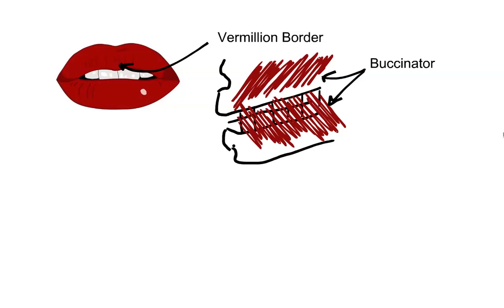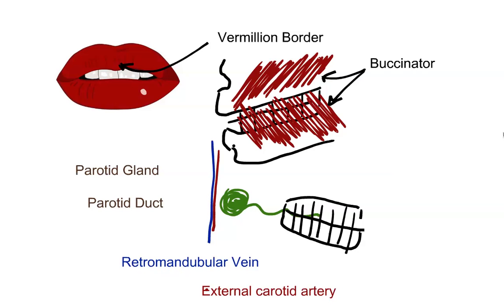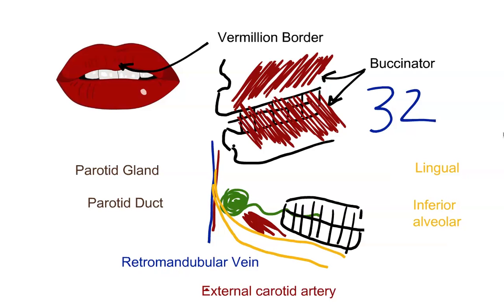As well as the buccinator, the cheeks also contain the parotid gland and parotid duct, which goes forwards towards the mouth. And immediately behind this, the external carotid artery and retromandibular vein. And in front of it, the masseter muscle, whose action is to raise the lower jaw to initiate chewing with the mouth. The lingual and inferior alveolar nerves run just below it. There are 32 permanent teeth in the adult mouth.